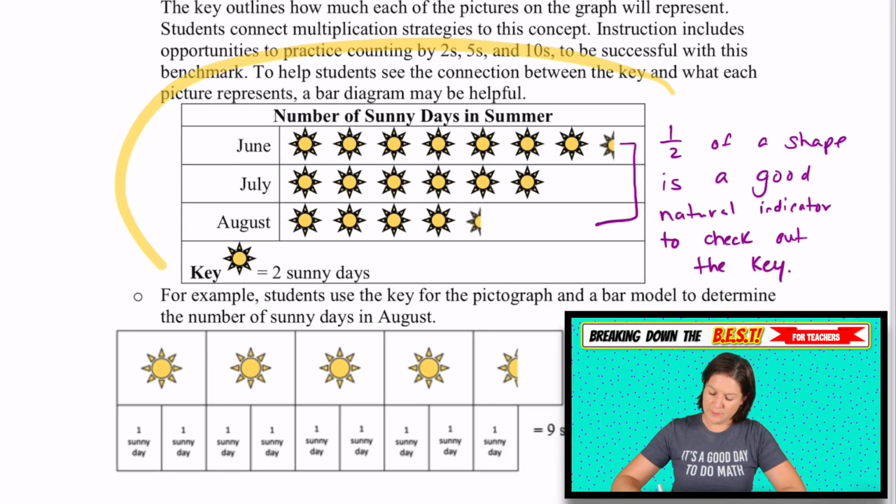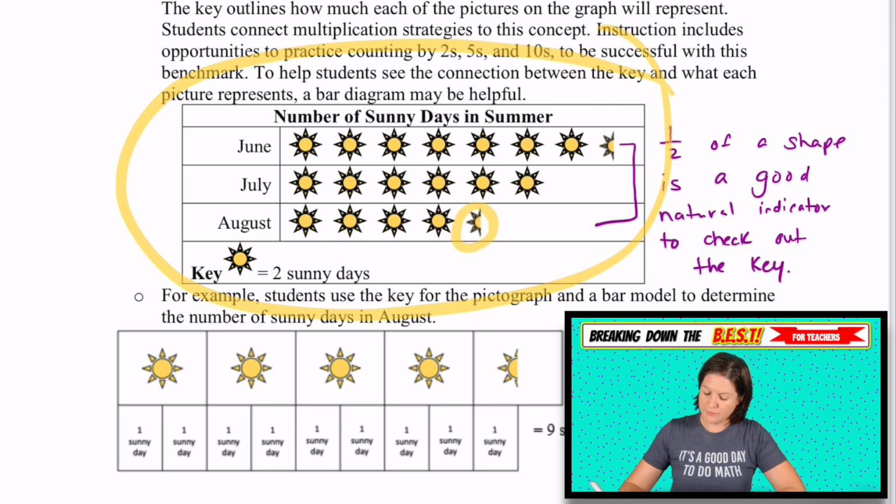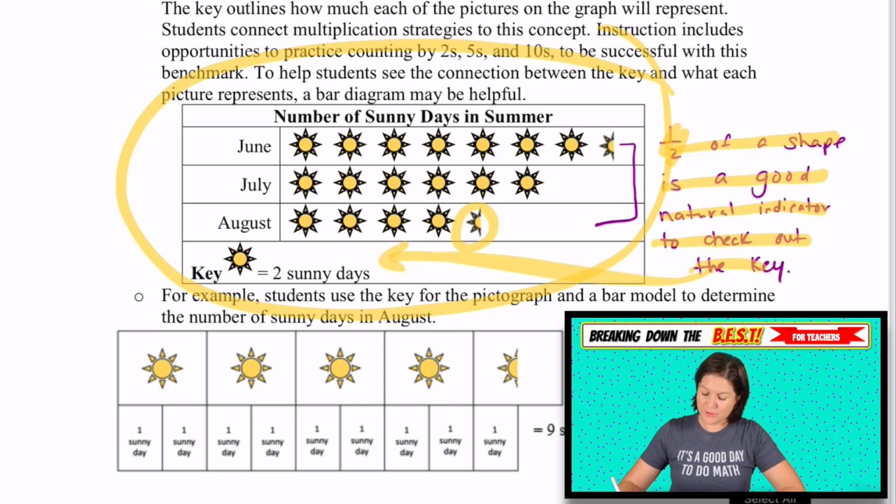In this little section right here, I'm not going to go over it too much, but I just wanted to point out, if you notice the half of the sun, I wrote that when we see half of a shape, it's a good natural indicator that we need to check out the key. It makes students say, why is there only half a sun? And then that kind of forces them to notice the key. So just be mindful that students do get tripped up with the key, but it's kind of nice when they list half of the shape because it gets them to pay attention to it.